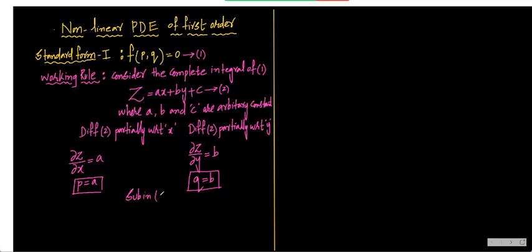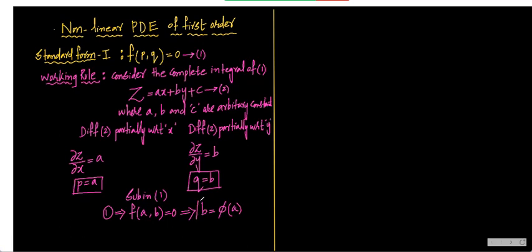If you substitute these values in equation number 1, our equation number 1 reduces to f of a comma b is equal to 0. Correct? Which implies we can use this relation to get the value of b in terms of a in a function form. So we get one relation between a and b. Using that relation, we can find out the value of b in terms of a.